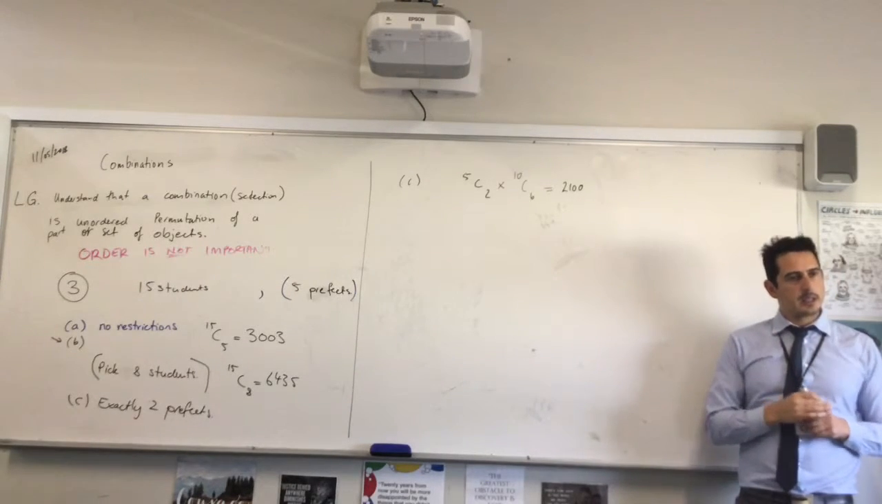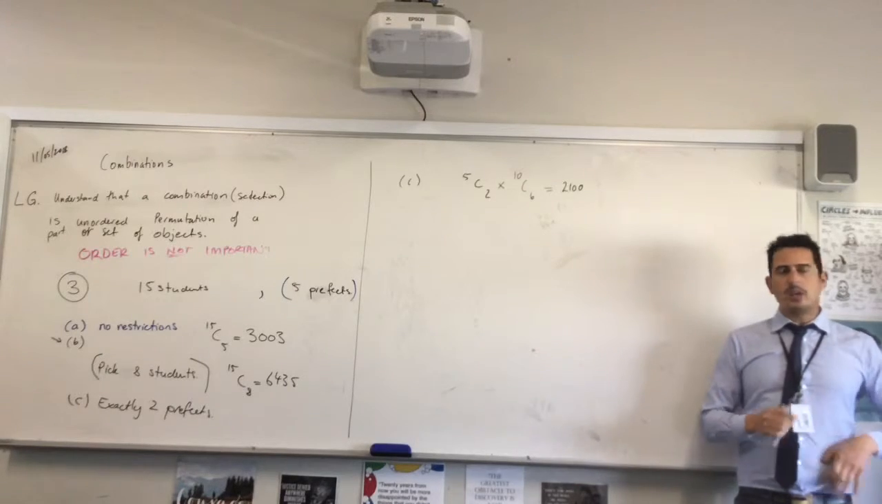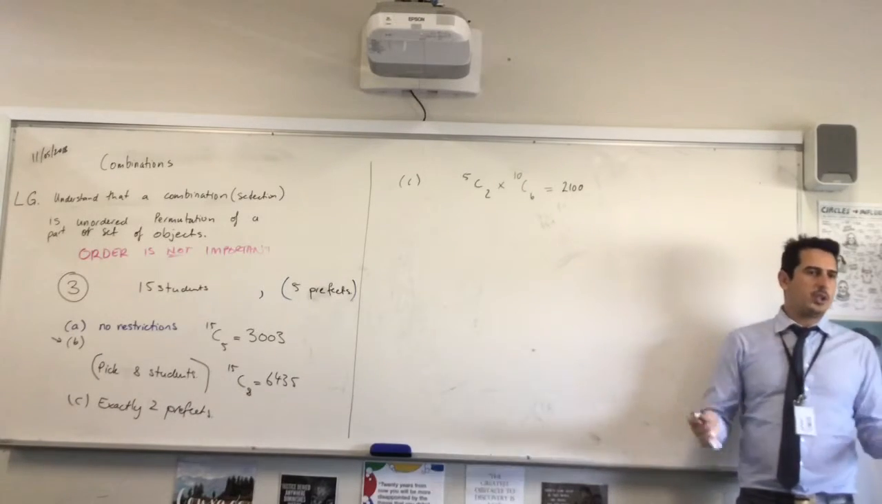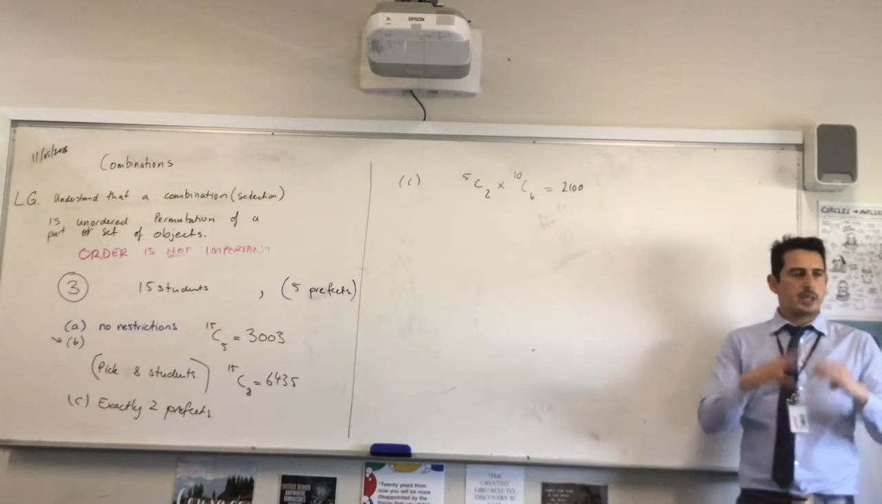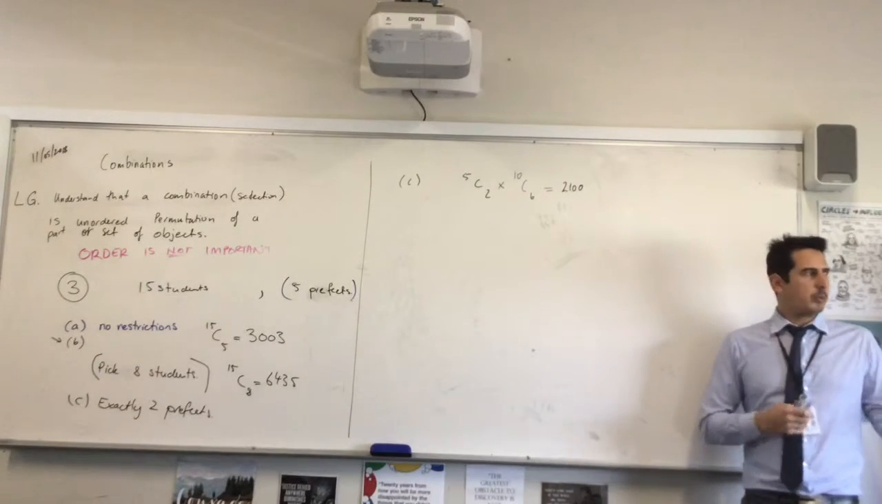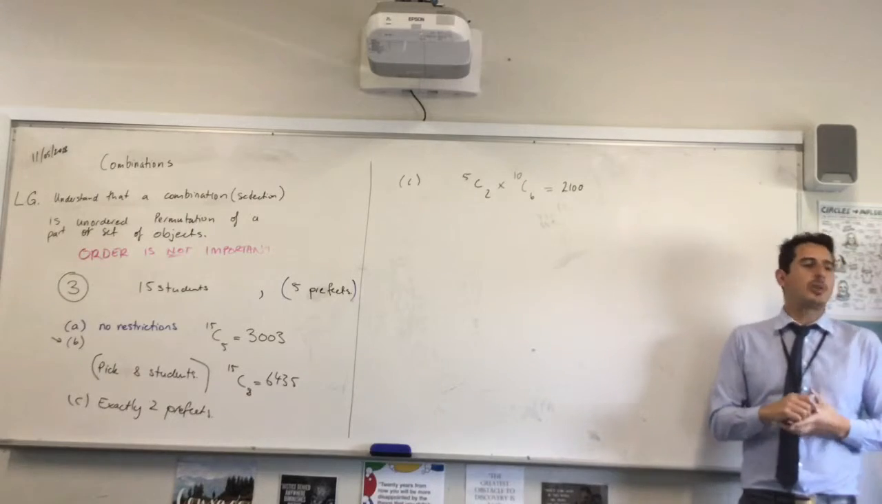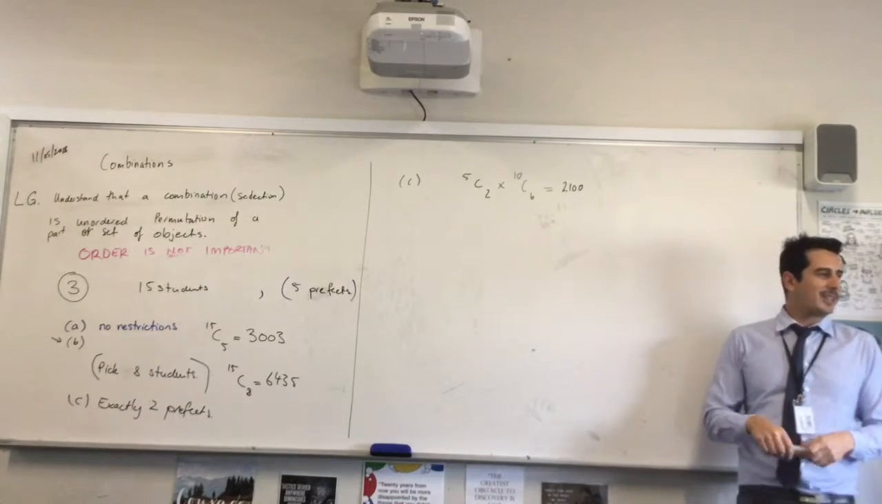Do you mean 2 leaders and 6 prefects? No, so it's just 15 students, 5 of them prefects, 10 aren't. So we're just picking a group of 8. The group of 8 gets to go in a minibus on school camp. Oh, so it's just random. Yeah.